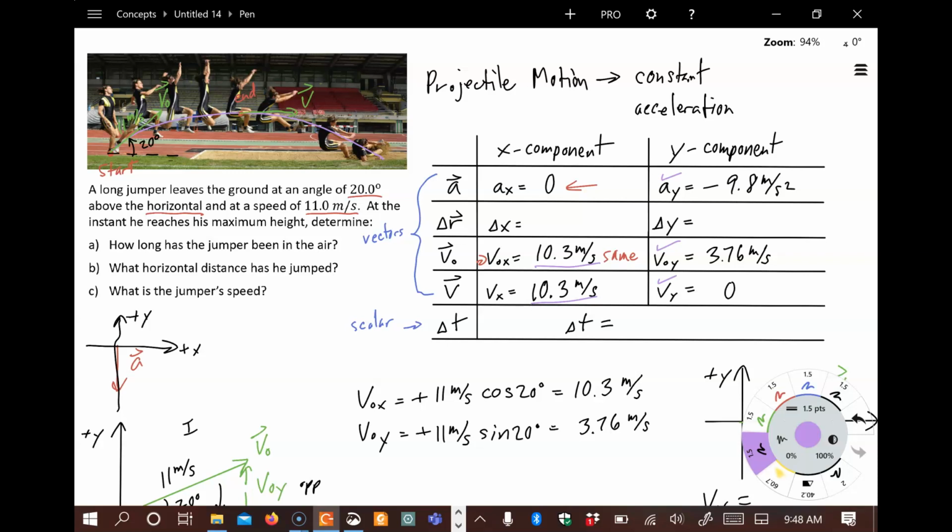and we can start to solve for whatever we want there. In particular, in part A, we're asked how long has the jumper been in the air? We're going to solve for delta t. And remember, delta t is a scalar, so the same value is true for the x or the y component. So let's go ahead and solve for that.